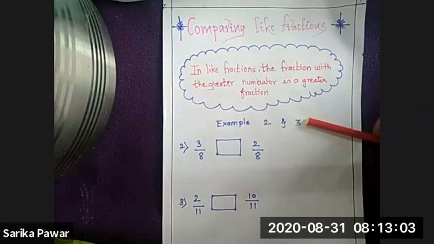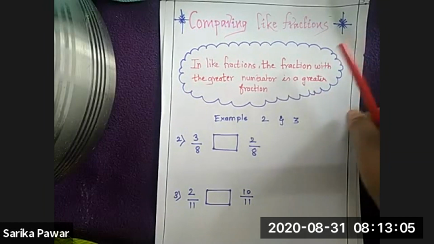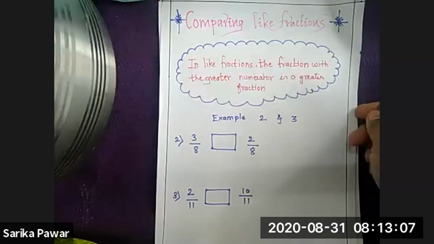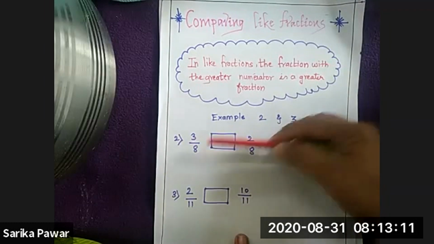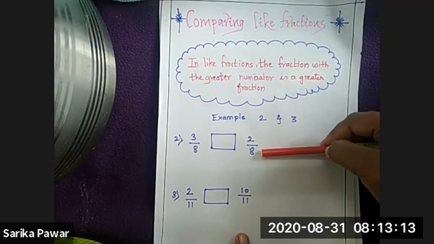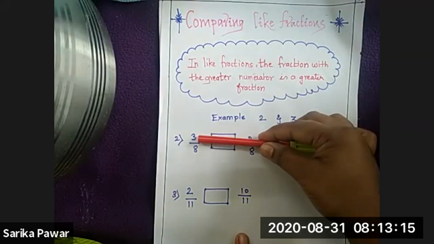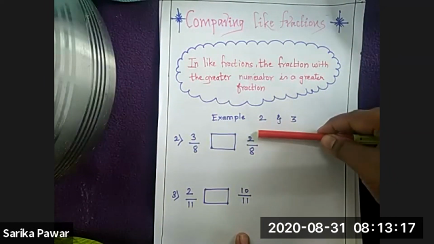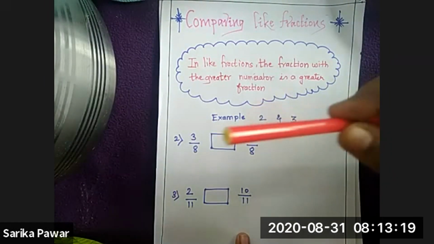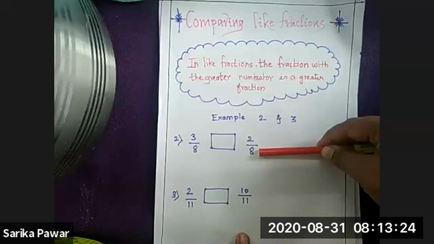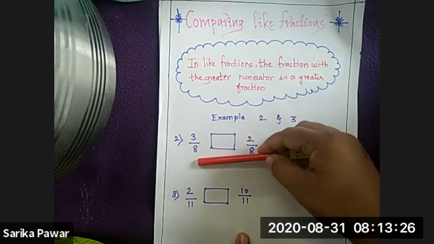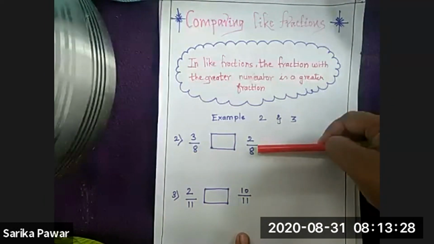So observe your textbook, have a look at problem set 19. You will see the second problem is 3 upon 8, 2 upon 8. Here the numerator is 3 and here the numerator is 2. Here the denominator is 8. Here the denominator is 8. So those denominators are the same.